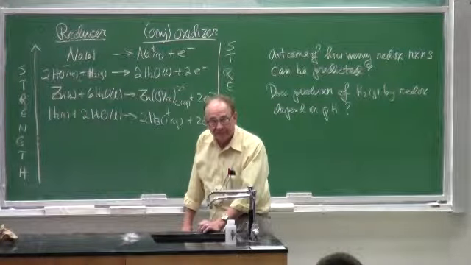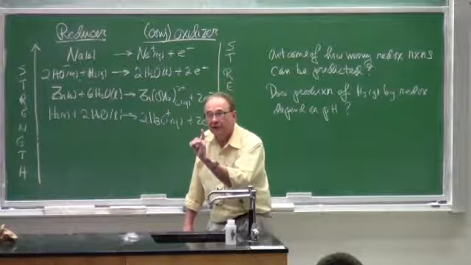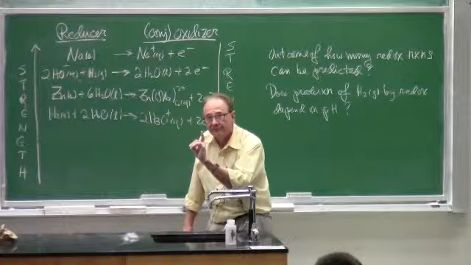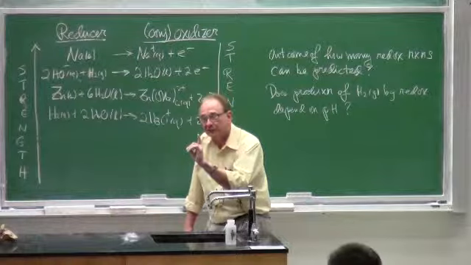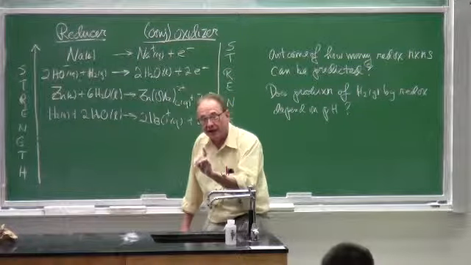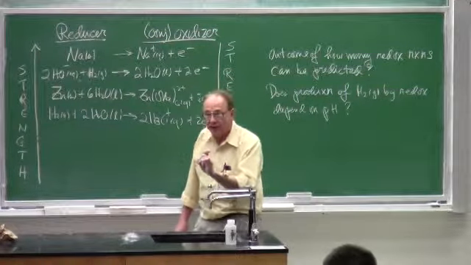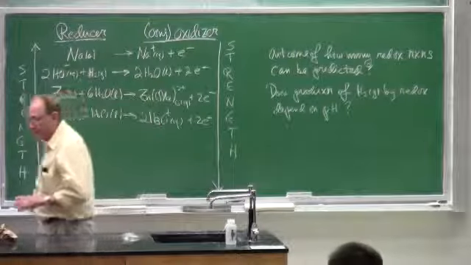12 is right. Take a look now at table number 2 in the notes and see how many half reactions you can predict successfully, how many redox reactions you can predict successfully outcome-wise with that table. And we'll pick it up from this point next time.